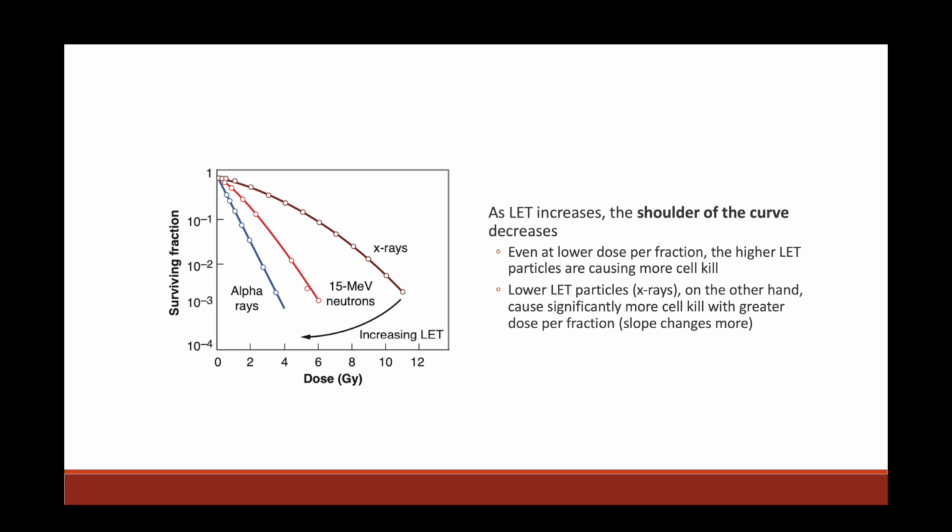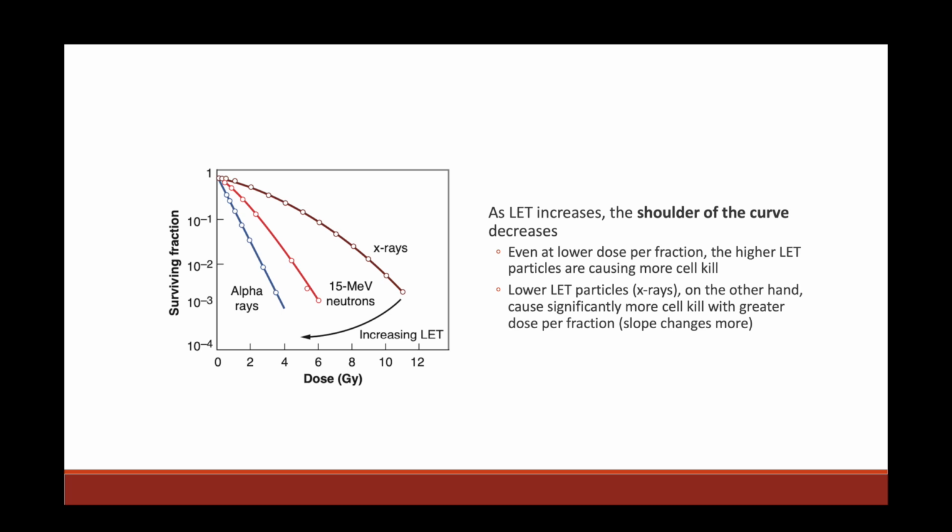So for these higher LET particles, even at a lower dose per fraction, the higher LET particles are causing more cell kill, even at a lower dose per fraction. And that's really what the shoulder of the curve is, right? The shoulder of the curve tells us how much the slope changes. So for these highest LET particles like alpha rays, there's really not a shoulder to the curve because the slope isn't changing a whole lot.